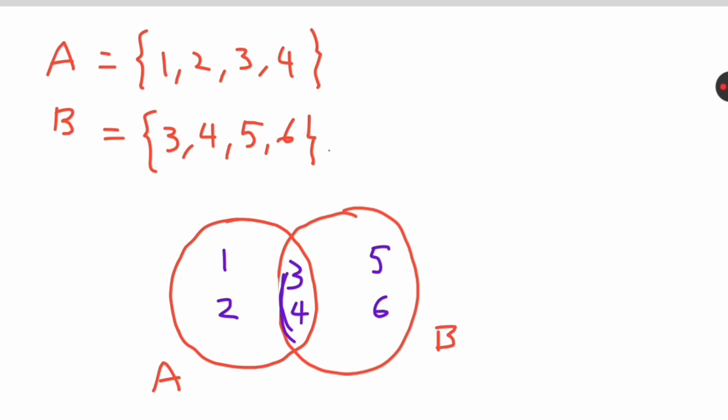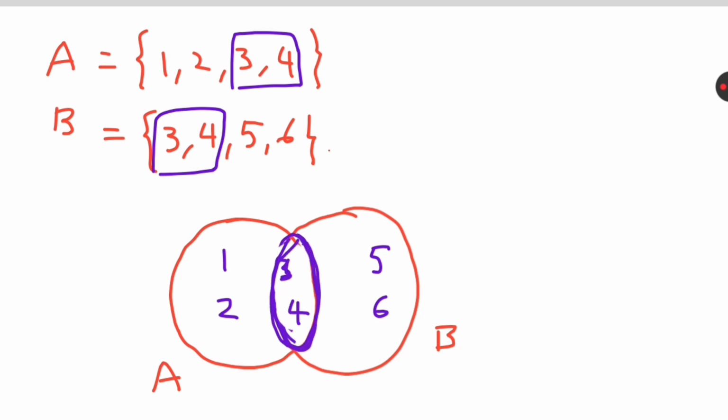Now, 3 and 4, where do they come? They come here in this intersection. Intersection means what is the same in both. In the A set and B set, the same are 3 and 4 in both. So that one you have to write in the intersection part. What is intersection? Intersection of the two sets A and B means common elements in both sets. This is the intersection part.